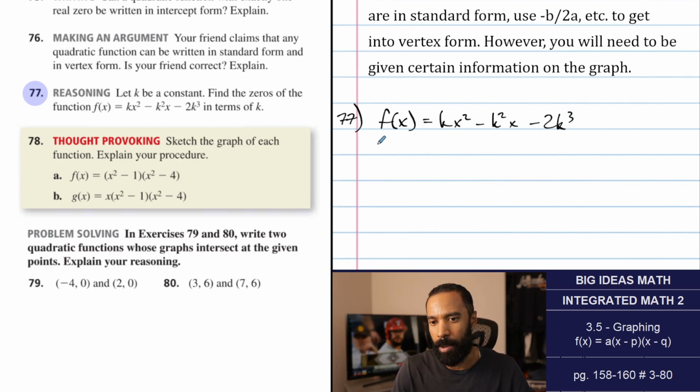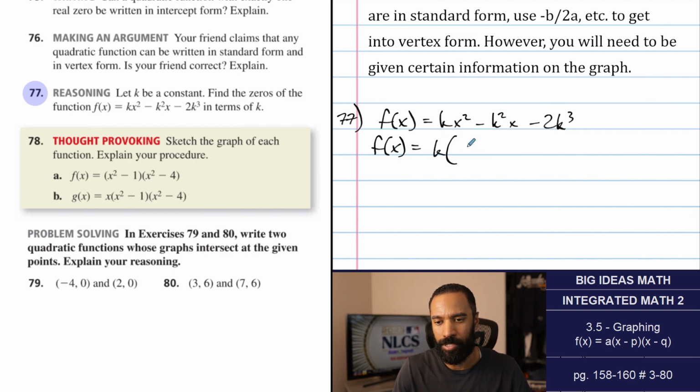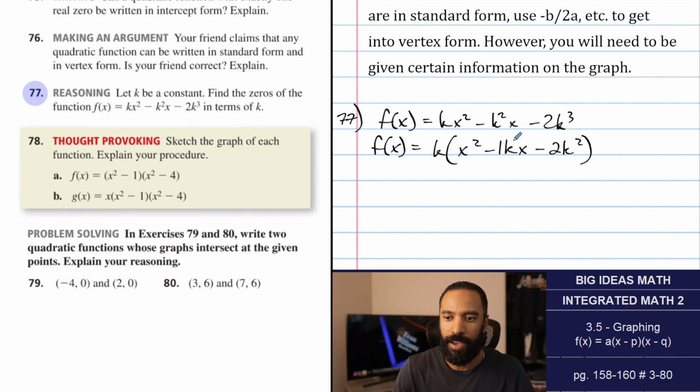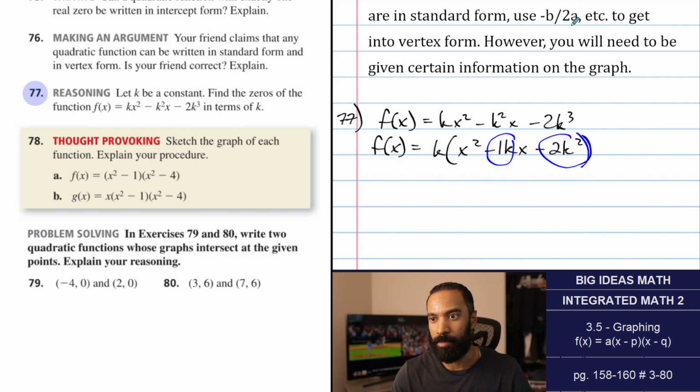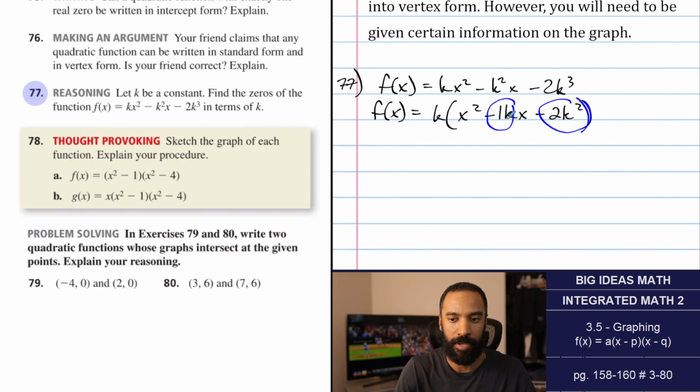Now, I see k as a common factor. I really want to deal with that to start with. So let's factor k out. I don't know if this will help me. It totally will. x squared minus kx minus 2k squared. And remember, this is a 1k, if that helps you. So we need to find two numbers that add to negative 1k and multiply to negative 2k squared, if that makes sense. Really, I don't want to think about the k's so much. I know k's will be in the answer.